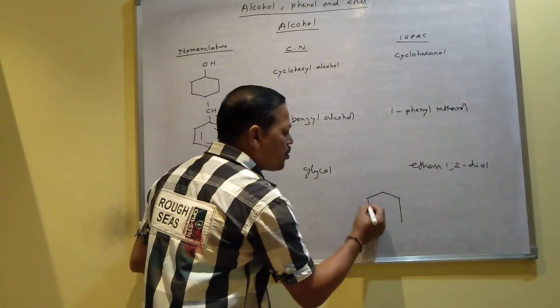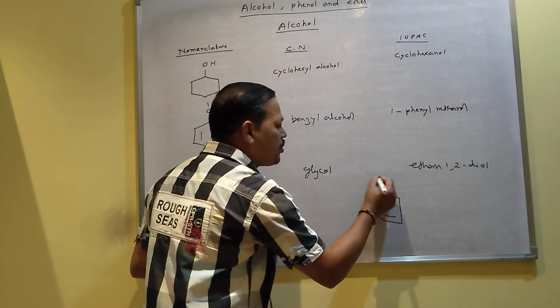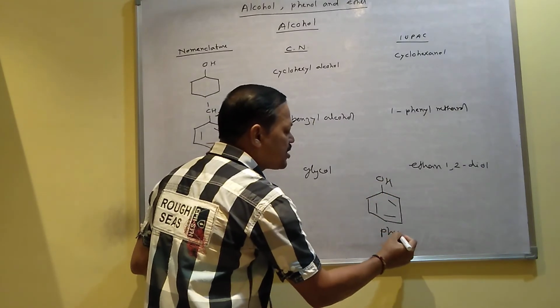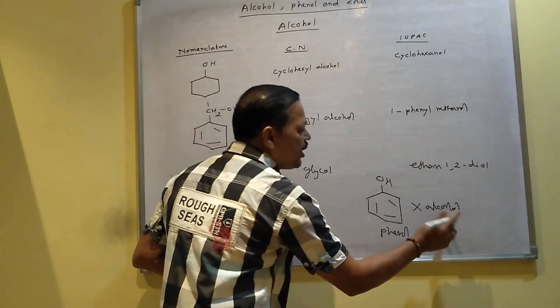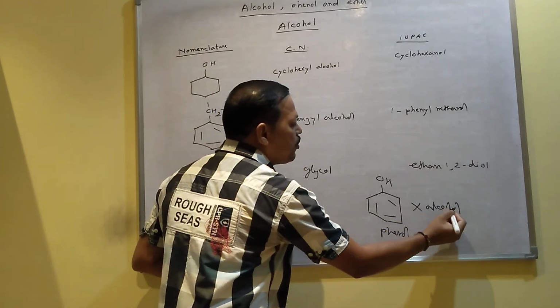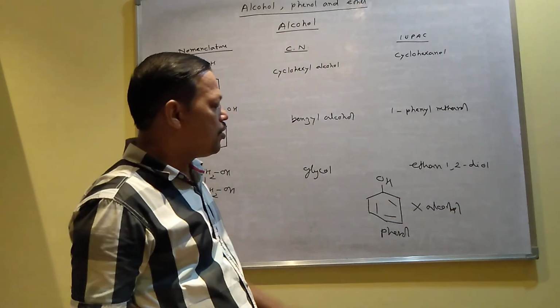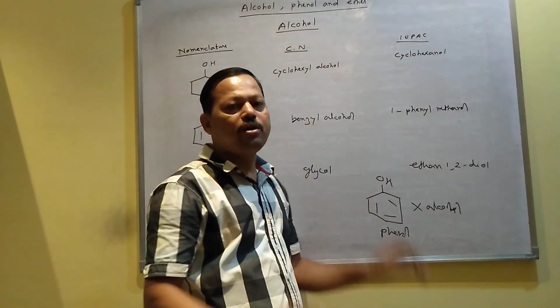But this compound is not called alcohol. When benzene contains one OH, this is called phenol. This is not alcohol. If the ring contains an OH group, then it is not called alcohol. It is called phenol. So this is about the naming.